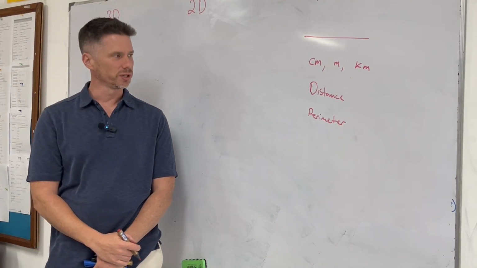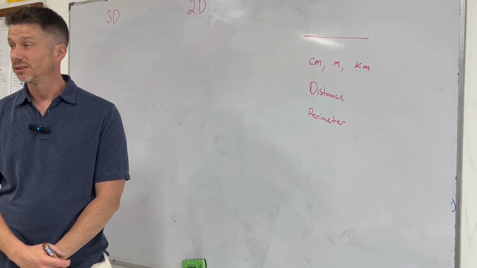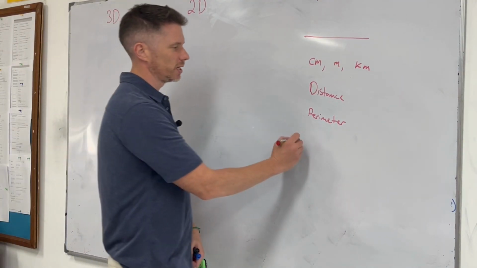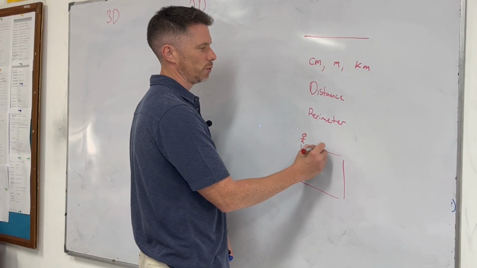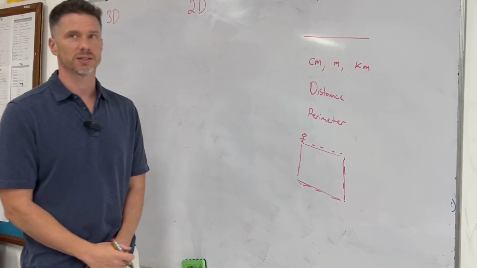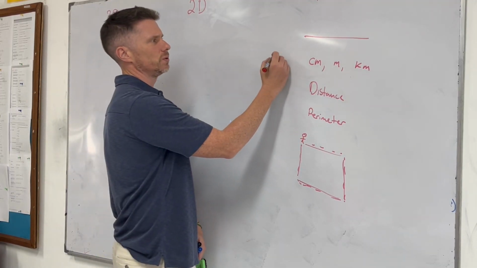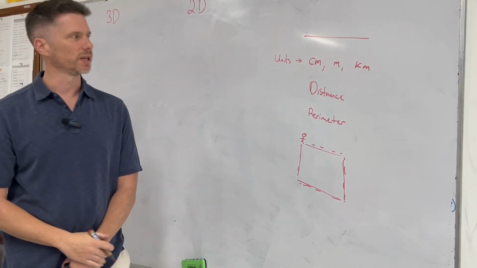A perimeter is a one-dimensional thing. So what's the perimeter of a shape? Yeah, you add up every side. If you had a rectangle, for example, the perimeter is if you wanted to walk around the whole of the rectangle, what would that distance be? The units we use are centimeters, meters, kilometers, something like that.